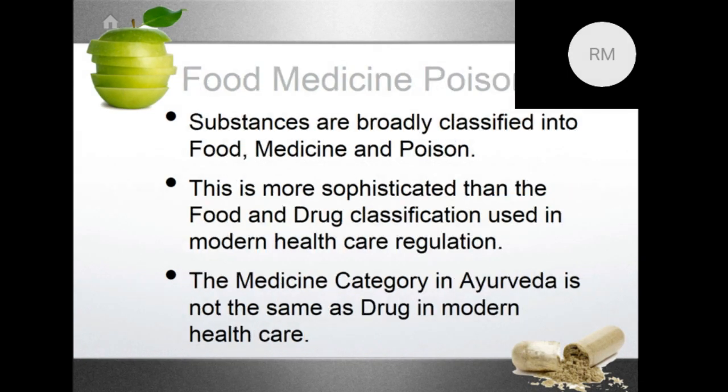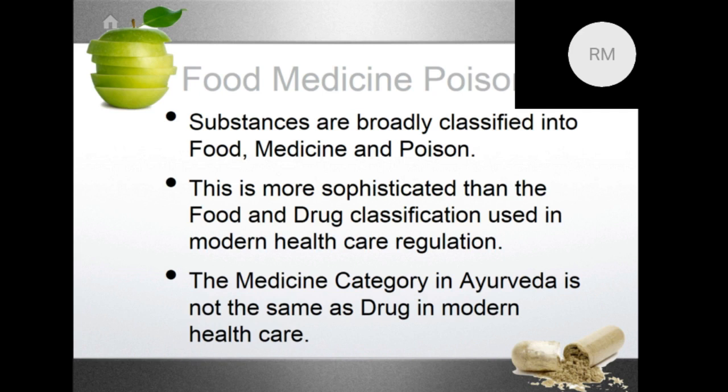So substances are broadly classified into food, medicine, and poison. Today we have only food and drug classification. The medicine category in Ayurveda is not the same as drug in modern healthcare. So this is a point I want to make. If you look at the Ayurvedic classification, we must have not FDA, but food, medicine, drug classification. So we will actually have FMDA and not FDA. Because in modern medicine, what you mean by drug is poison.